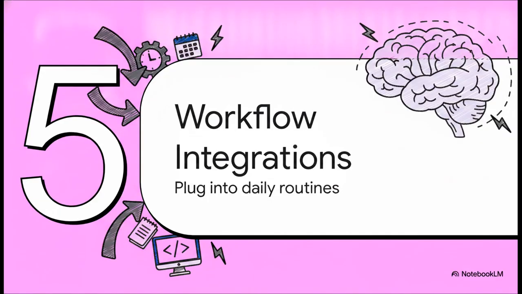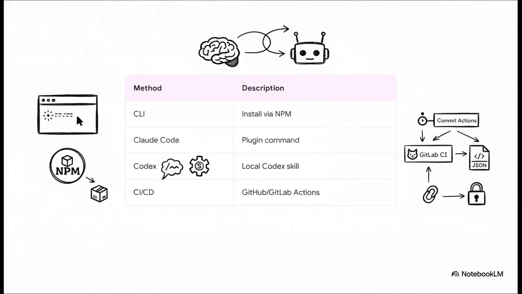Finally, Section 5, Workflow Integration Options. Let's plug this into your daily routines. The developers provided a really great variety of ways to plug this tool in. You can run it manually from the CLI by installing it globally via NPM. If you're already using AI coding agents, you can install it as a command plugin for Claude Code to get a seamless slash command or integrate it as a local codex skill.